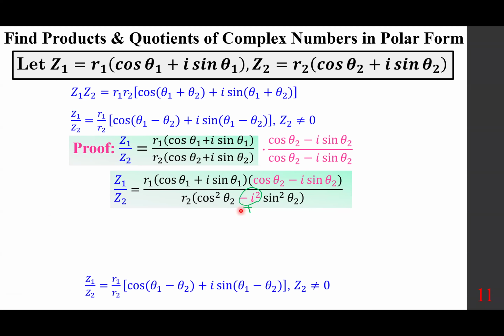I'm working on the denominator. Cosine squared plus sine squared. Same argument. That gives us 1. Let's look at the top. Just distribute. Cosine theta 1, cosine theta 2.